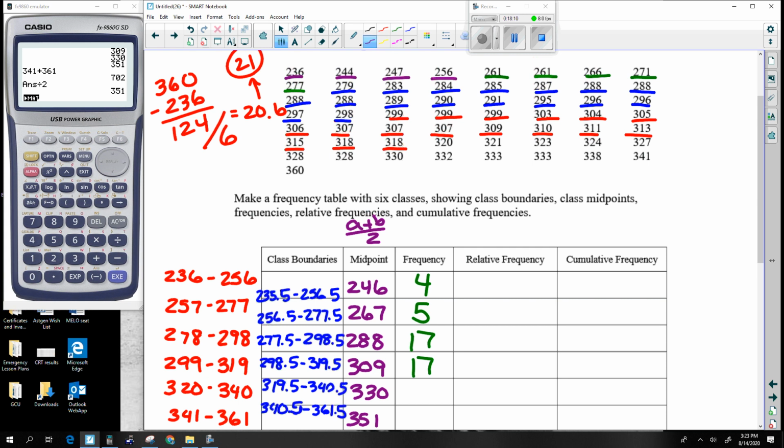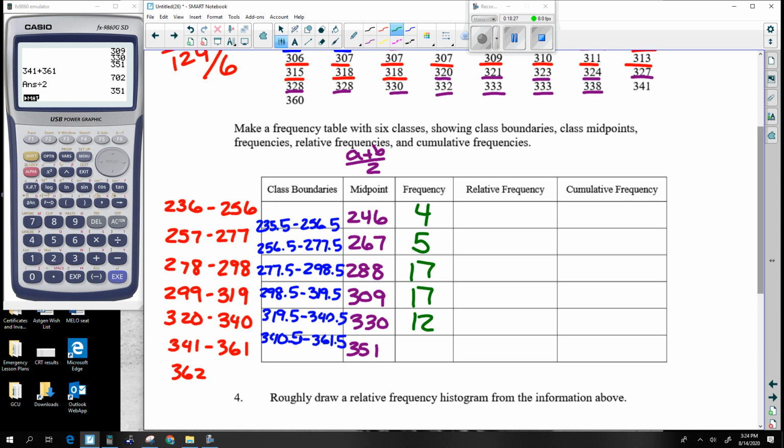Here we go, up to 340. Woo! Almost the rest of them. 1, 2, 3, 4, 5, 6, 7, 8, 9, 10, 11, 12. And then 341 up to 361. Right, 341 up to 361.